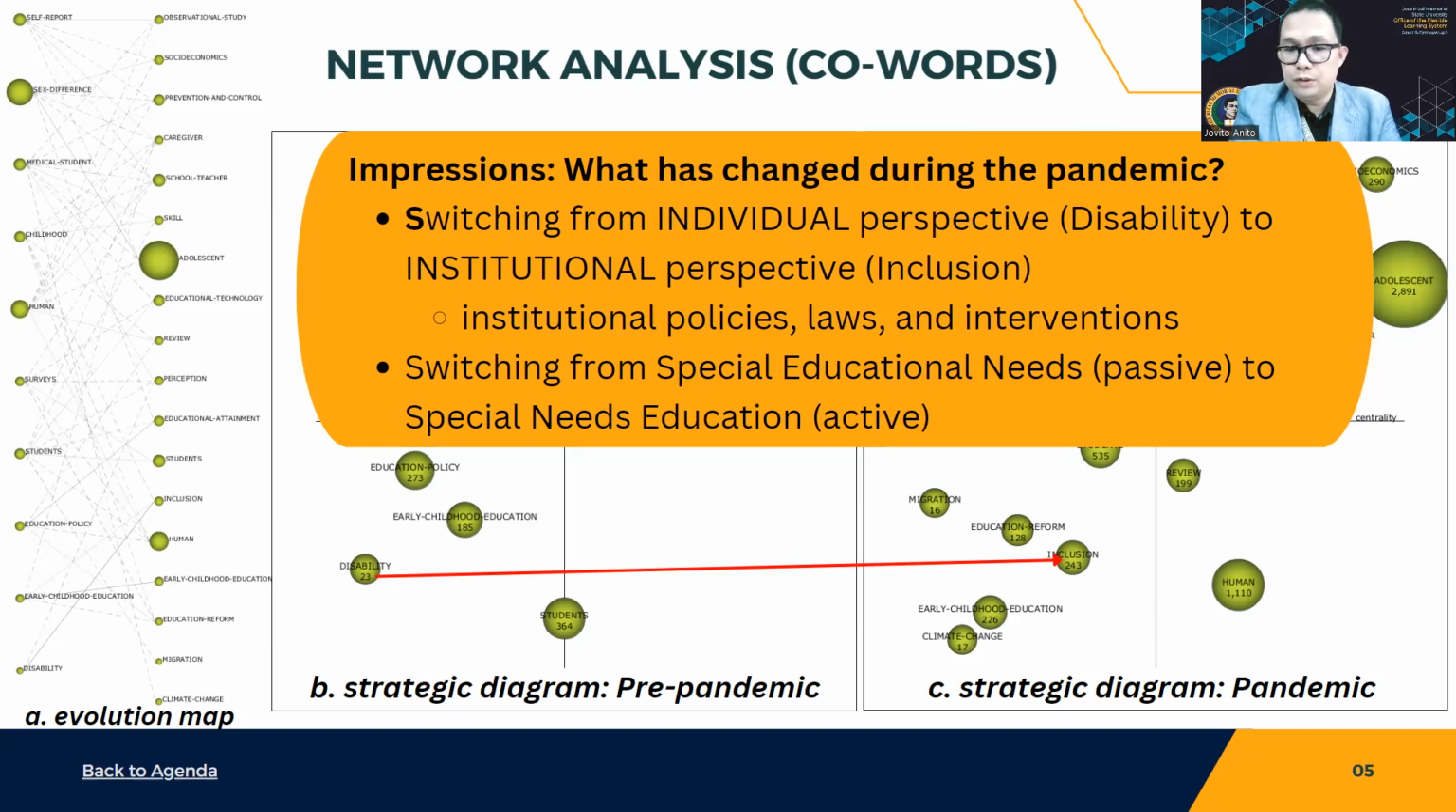So it talks about institutional policies, laws, and interventions. Basically, it is a switch from special educational needs, which is a very passive concept, to special needs education, which is highly institutional and highly active in a sense.